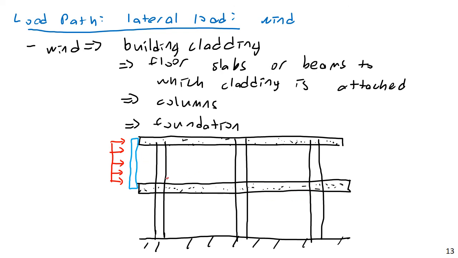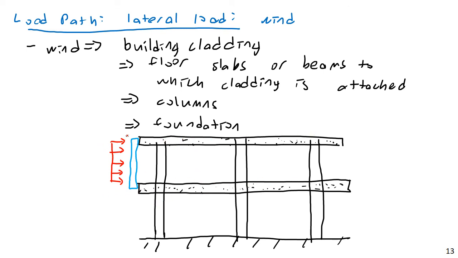And usually it just doesn't end up at the closest column. If that were the case, no building would be able to stand up against wind. Rather, it gets distributed across all columns in a line, usually. This is referred to as diaphragm action. We'll talk about that later in the semester. But basically, this big heavy, thick, strong floor slab distributes the lateral load to the different columns.